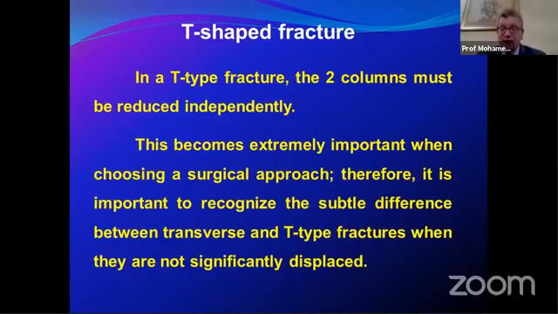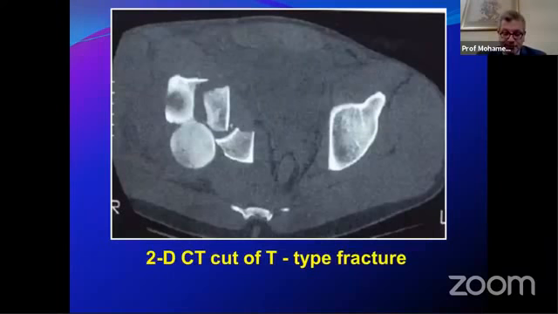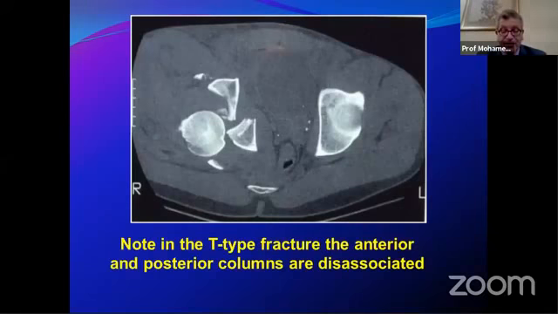This becomes extremely important when choosing a surgical approach. It's important to recognize the difference between the transverse and the T-shaped fractures. Transverse fracture, just one approach. The T-shaped fractures, I may use two approaches. This is the T-type fracture in CT. We can notice in this CT, the T-shaped fracture or T-type fracture, the anterior and posterior columns are dissociated.